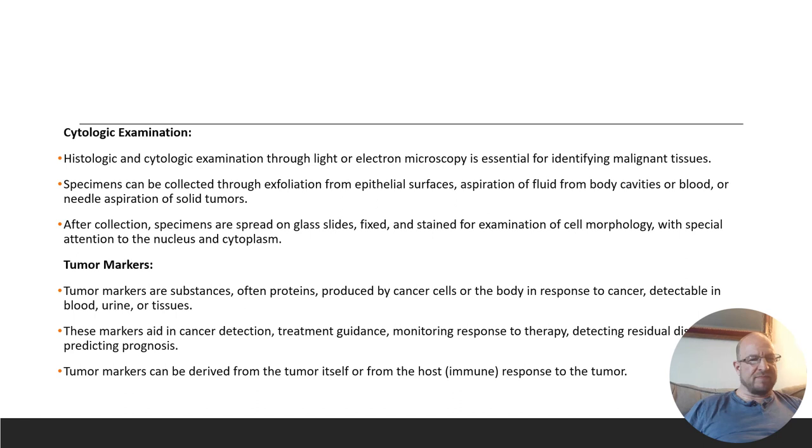Tumor markers, often proteins produced by cancer cells, will kind of tell us what's going on there. They aid in cancer detection, treatment guidance, and monitoring response to therapy. Tumor markers can be derived from the cells themselves or from the host response or immune response to the tumor.